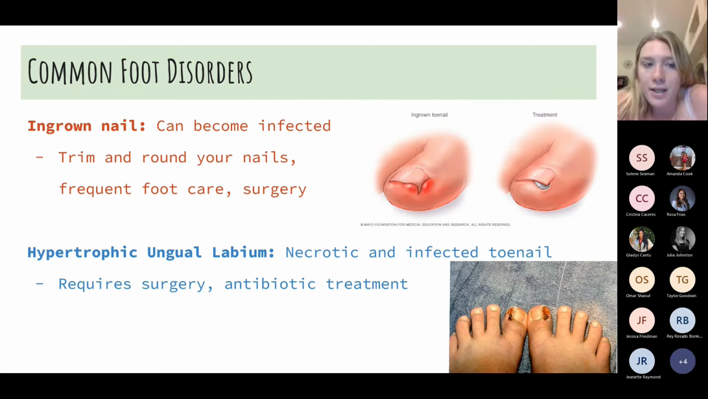Ingrown toenails can be an issue. Mainly we're concerned for infection. So whenever we're cutting nails, we want to trim and round our nails, and do frequent foot care. If it's really bad, they can get surgery. This showed an actual excision of the skin. Sometimes these patients might just have their toenails pulled out. You also have your hypertrophic ungual labium. This is when that toenail becomes necrotic and infected, and we're going to need a lot more treatment for these.